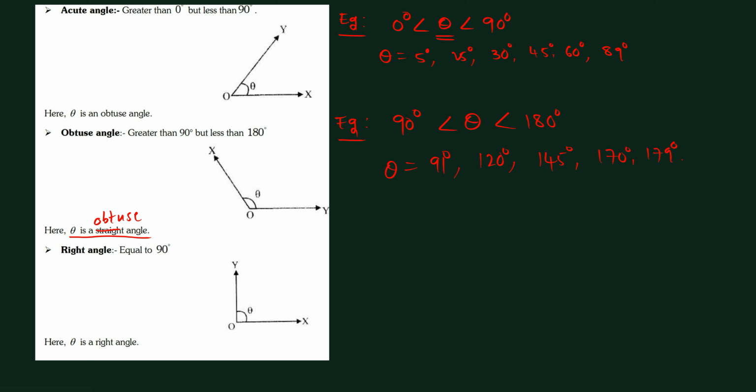Then a right angle means the angle which is equal to 90 degrees. When the rays are in an L shape, that is what we call a right angle. Here, what is the theta value? 90 degrees. So this theta we call a right angle.